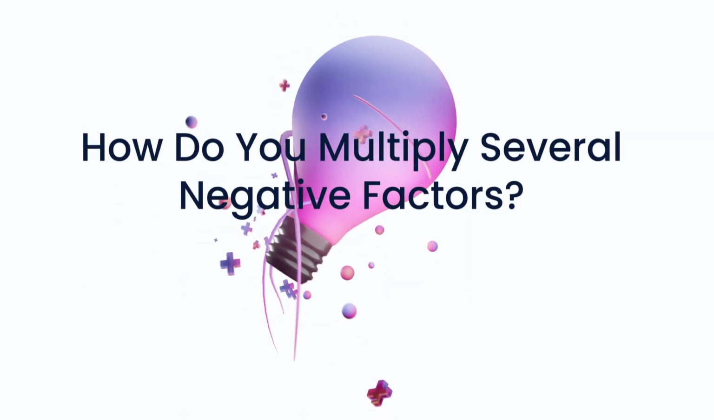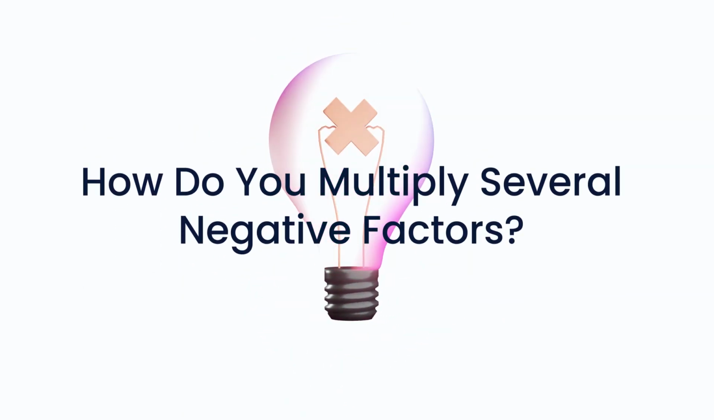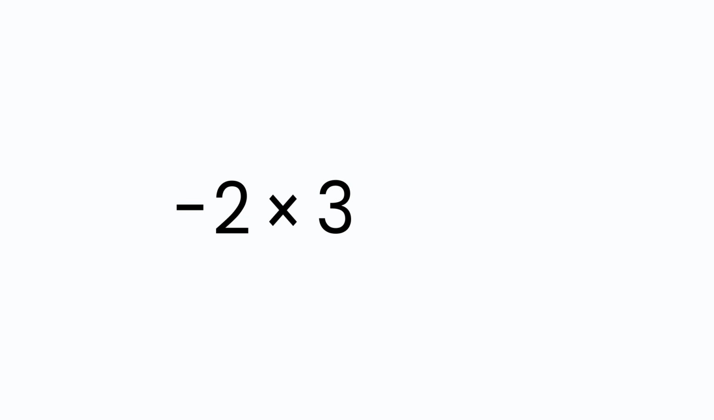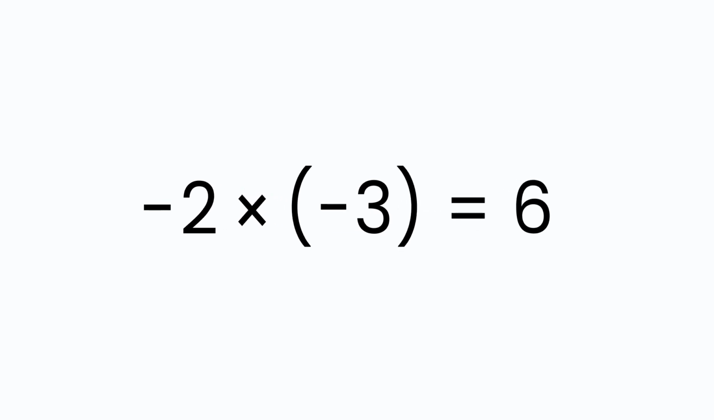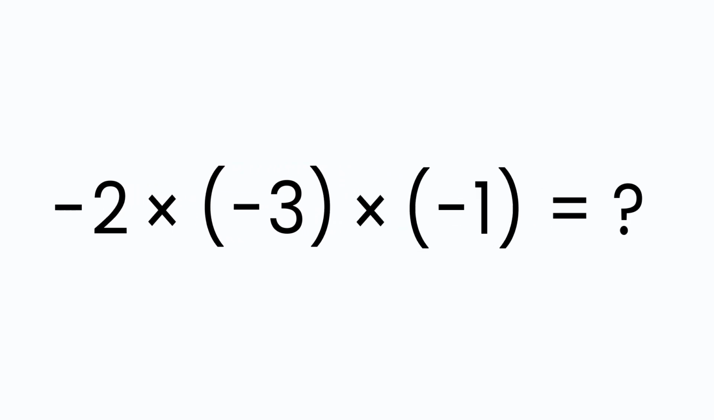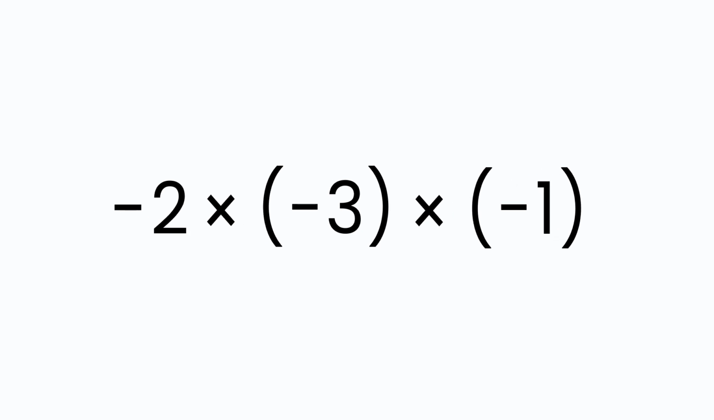How do you multiply several negative factors? You've learned that one negative factor yields a negative product, and that two negative factors yields a positive product. What happens if you have more than two negative factors? Let's take a closer look at an example.